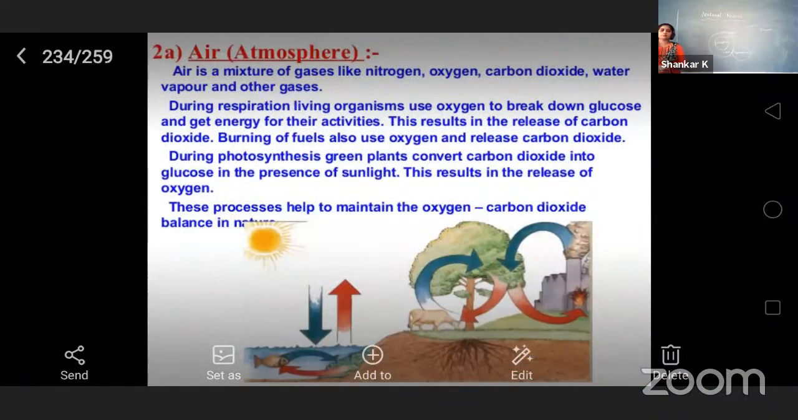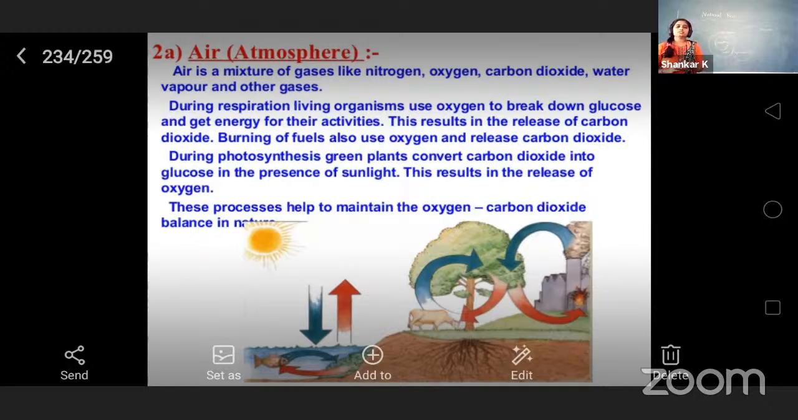First we come to air. Air is very important for all living organisms. Air is a mixture of gases like nitrogen, oxygen, carbon dioxide, water vapor and other gases. When you boil water, you can see the level of the water becomes less because the water evaporates into the air. That we call water vapor. And other gases means some others like methane.